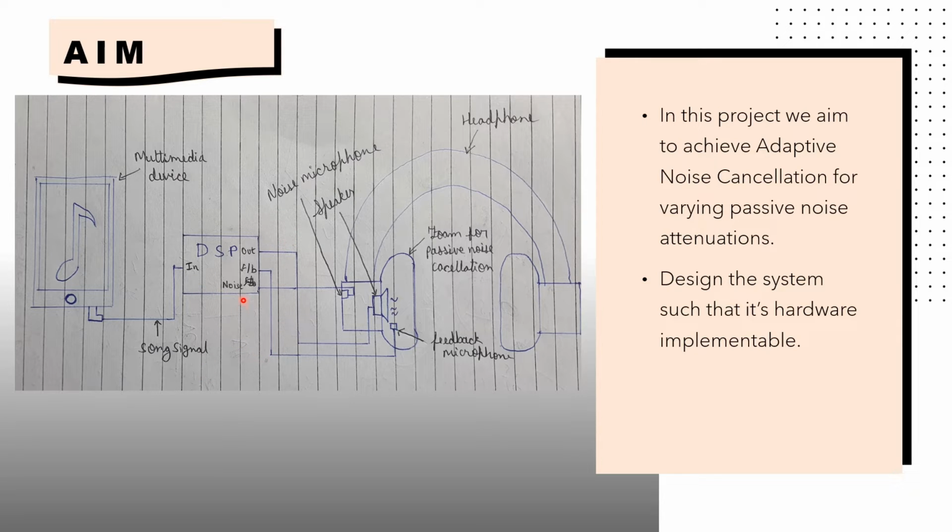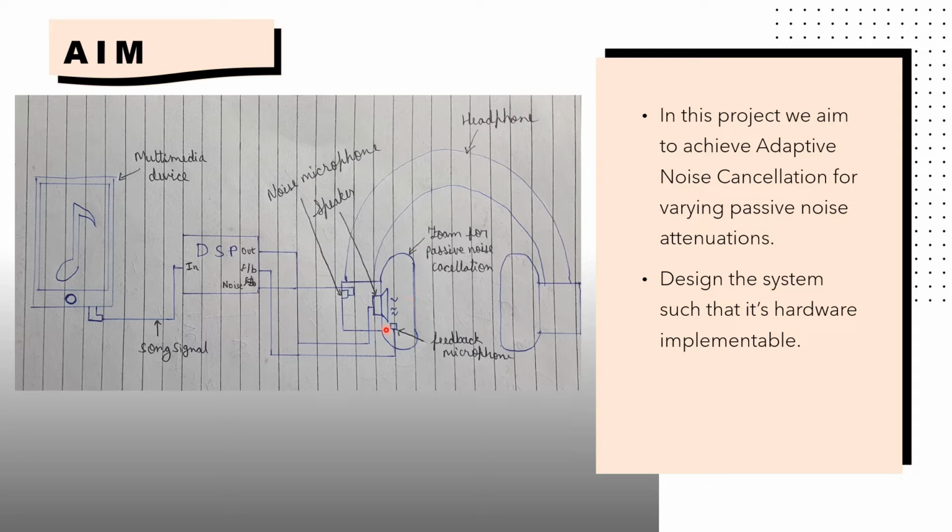Noise is a port which is fed through the noise microphone. This noise microphone is outside of the casing of the speaker. This will measure the ambient noise in the surroundings. Next, inside there is a speaker whose input is connected to the output of the DSP. This will be our main sound producer.